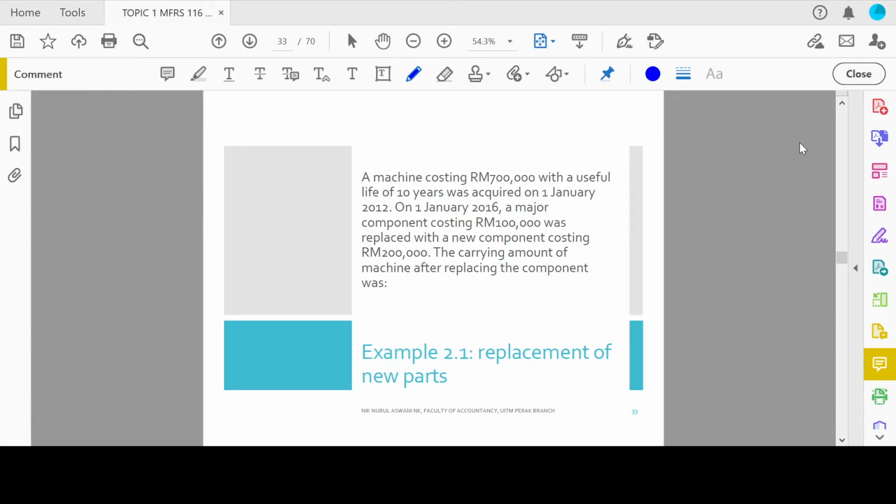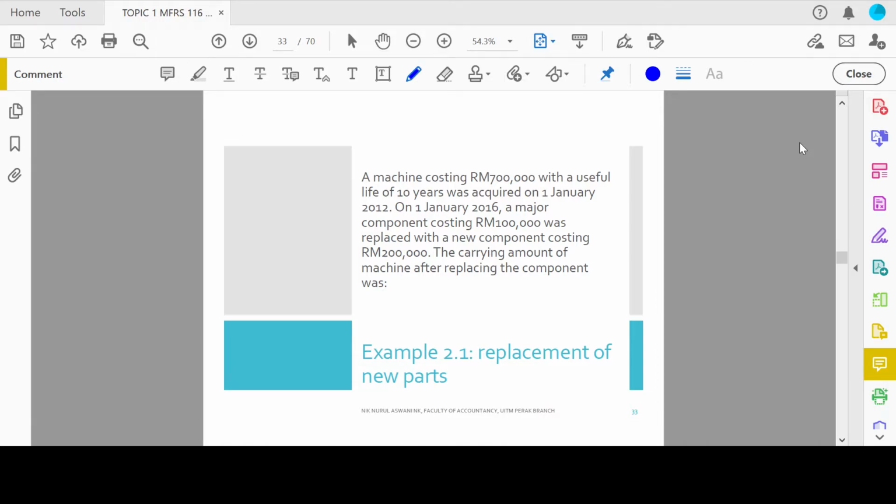2012, 2013, 2014, and 2015. And then at the beginning of year 2016, a major component costing 100,000 was replaced with a new component costing 200,000. So let's assume that the replacement of this component will increase the production of the company. What is the carrying amount of machine after replacing the component?